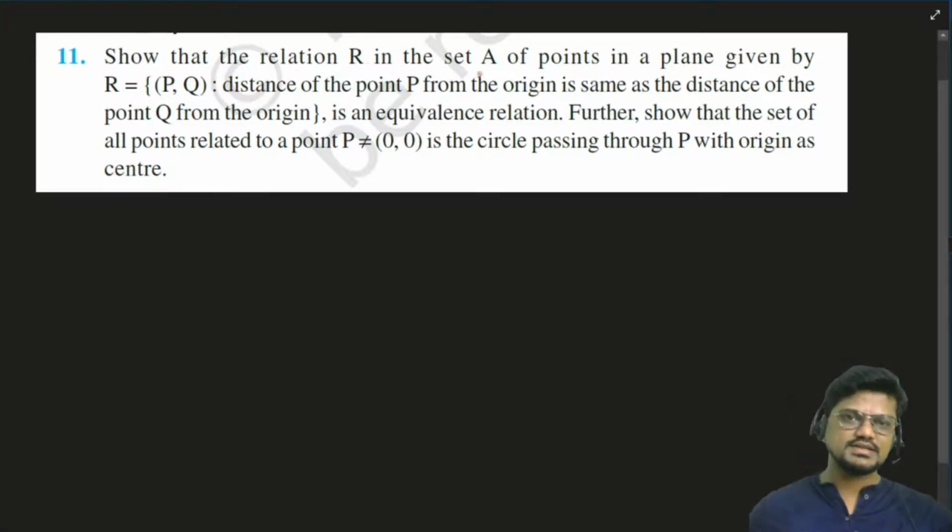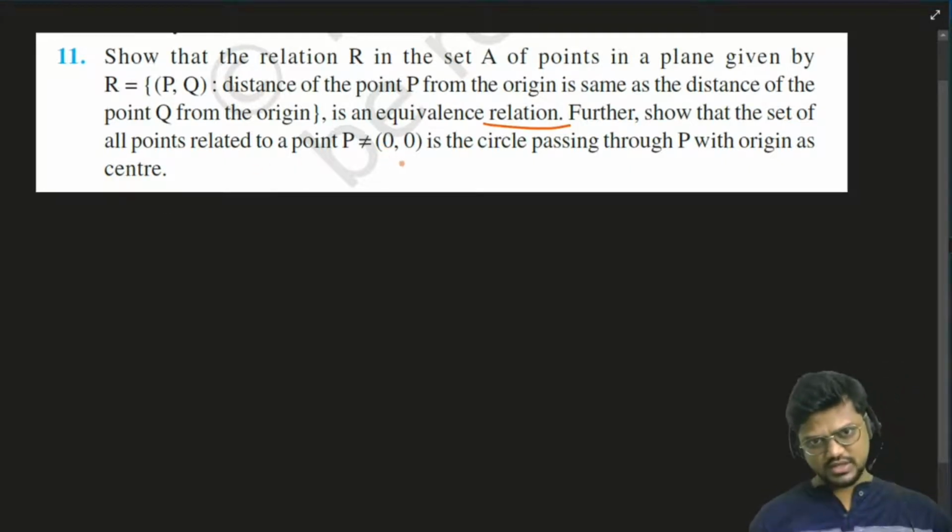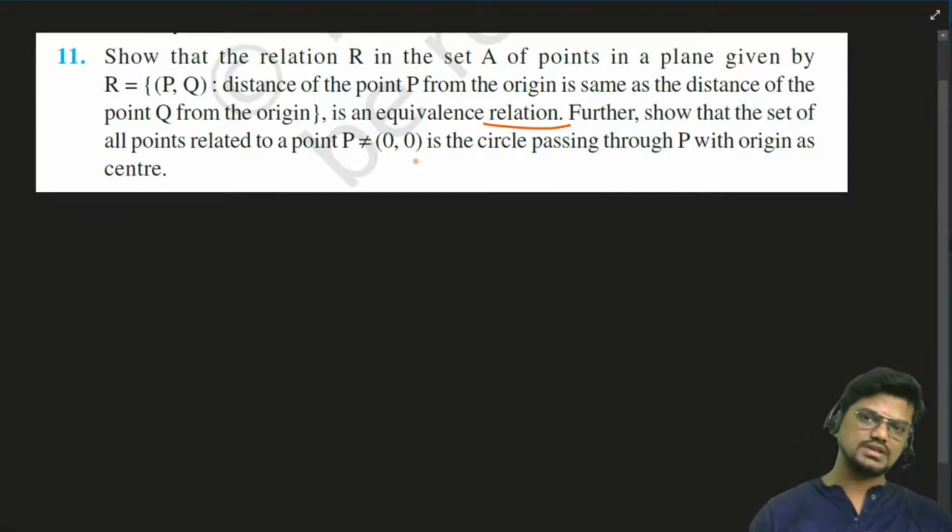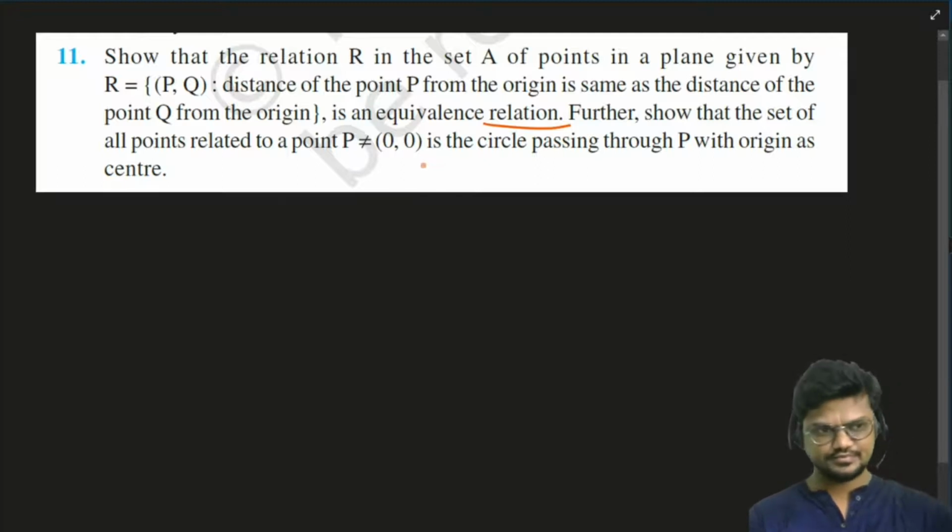Show that the relation in the set A of points in a plane, given by the set of (P, Q) where the distance of point P from the origin is the same as the distance of point Q from the origin, is an equivalence relation. Further, show that the set of all points related to the point P, where P is not equal to (0, 0), is a circle passing through P with the origin as center.